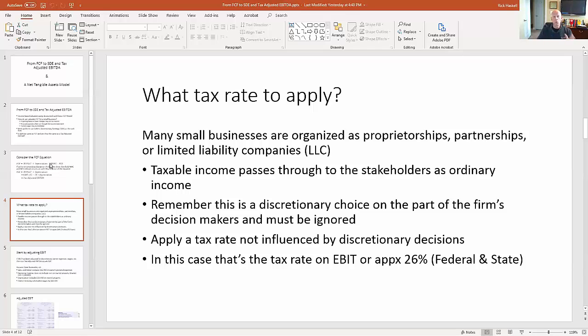But regardless, we're going to use the tax rate on EBIT, just as we've used for any of our other valuation modeling. And in most states, that's going to be approximately 26%, 21% federal, and about 5% state. So that's the only tax rate that we can count on here that isn't influenced by discretionary choices made by our business owners. And we'll use that as we consider the free cash flow and as we consider these SDE equations.